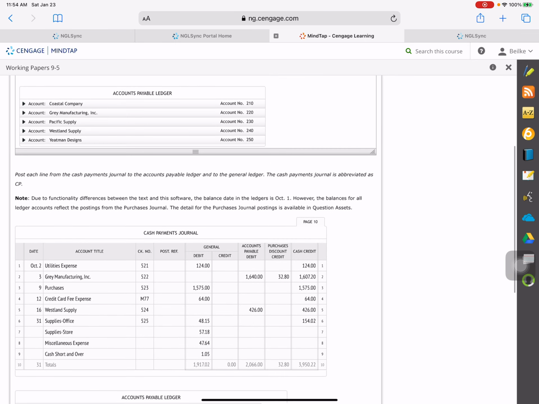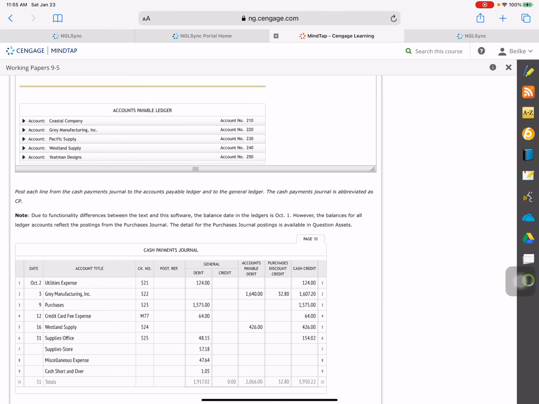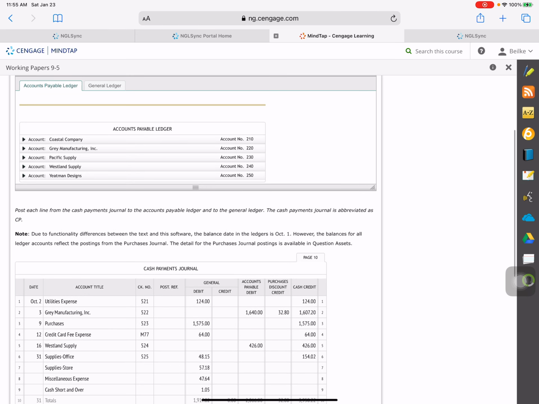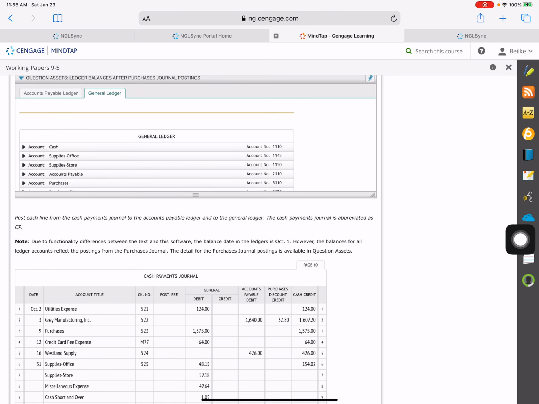Okay, so we're going to take a look and we're going to post all of the items individually in your general debit and credit to the accounts listed in the account title. And again, this should be familiar to you. And some of it I'm going to show you and then you can continue on your own. But if you look at your first one, utility expense, just as a review here, utility expense is found in our general ledger. So we're going to flip to our general ledger.